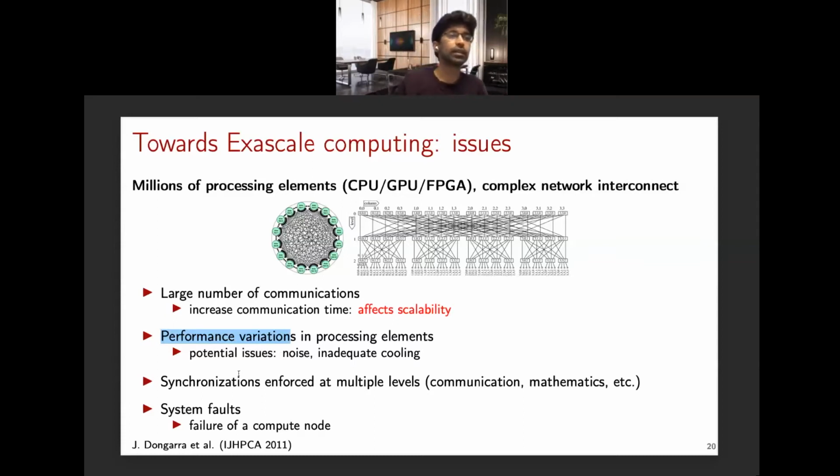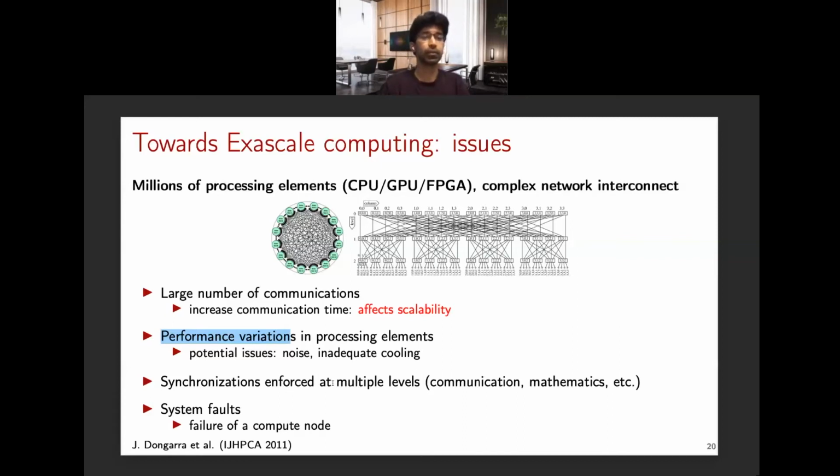And the next thing is the synchronization that is enforced at multiple levels. So as you have seen in the earlier example of the simple 1D heat equation, we cannot proceed with the finite difference update unless we receive the value from the neighboring processor, right? That means we have to wait if that is not received. So that is what we call synchronization.